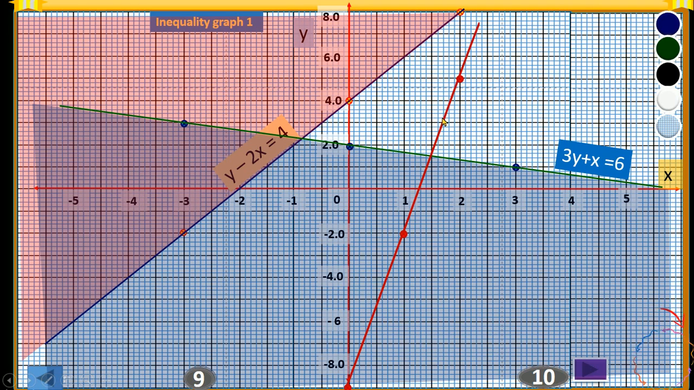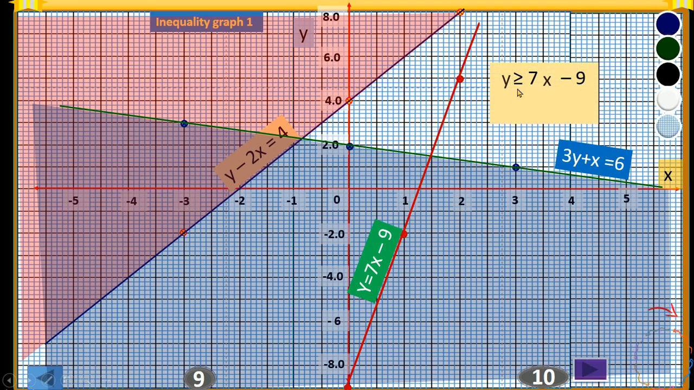The red line gives us the line y is equal to 7x minus 9. Again, it's solid because it is greater or equal to. So now we're going to test also the point 0, 0. We're going to test it on the line. So now replace y with 0, replace x with 0. Then we have 0 is greater or equal to minus 9. Is 0 greater or equal to minus 9?